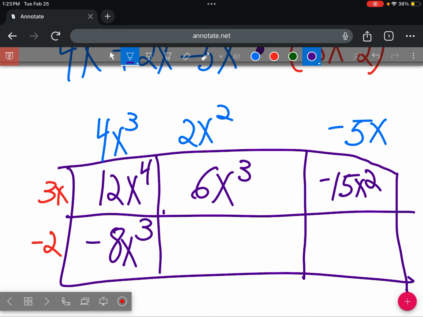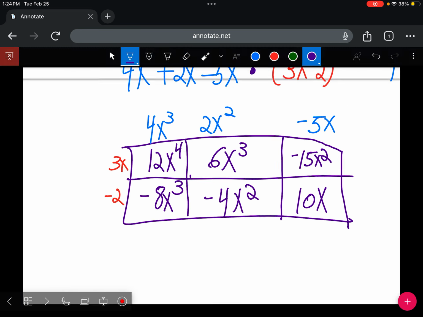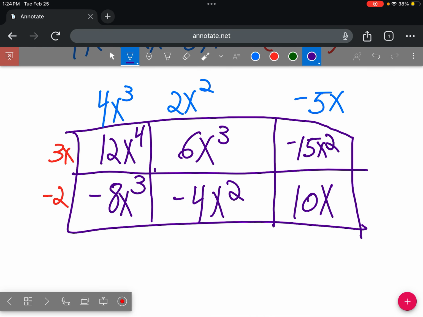Don't forget, when we go into the box, we are multiplying. We'll combine our like terms at the end. Then we have negative 4x squared and 10x. So rewriting your answer in standard form, what term should go first? 12x to the fourth.